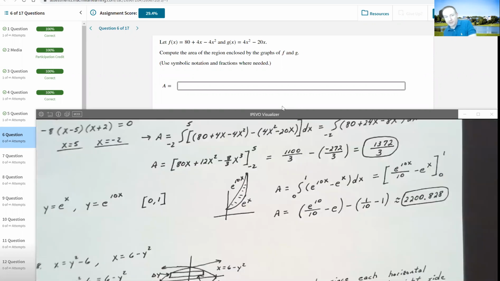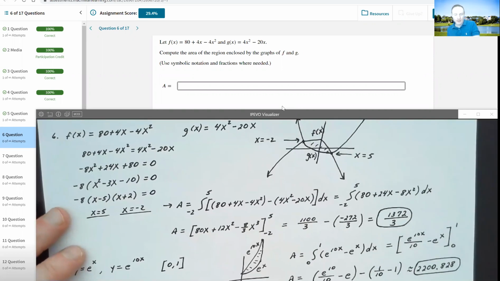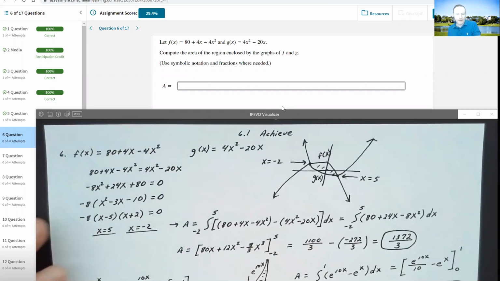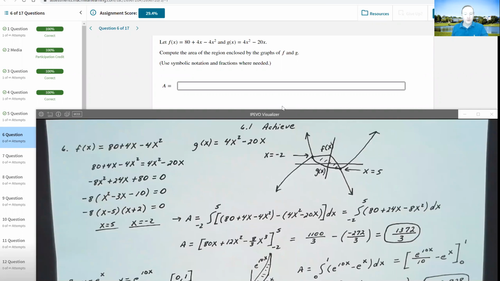The next question here, and we have 2 quadratics. So this is one like we did in the notes for this section, to where we'll have to find where those 2 quadratics intersect. If we tried to find the area between 80 plus 4x minus 4x squared and the function 4x squared minus 20x.